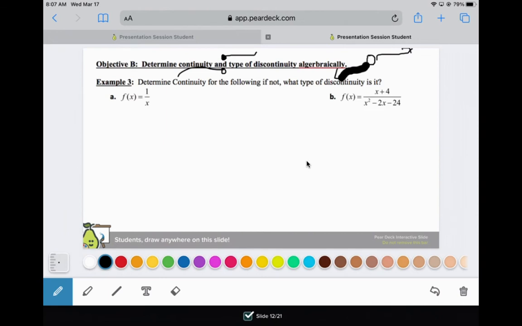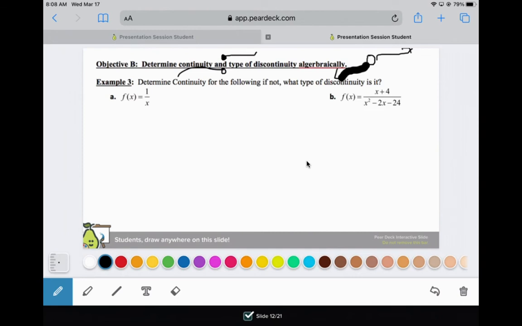Now, for this one, a couple of things that you want to pay attention to: if the function is continuous, then there's no restriction. Any values would work. If you plug in any x values, if you do the substitution, it will not do anything to the function. It will be okay, right?